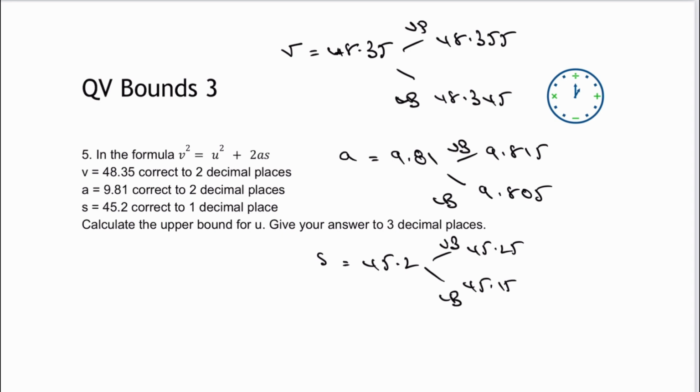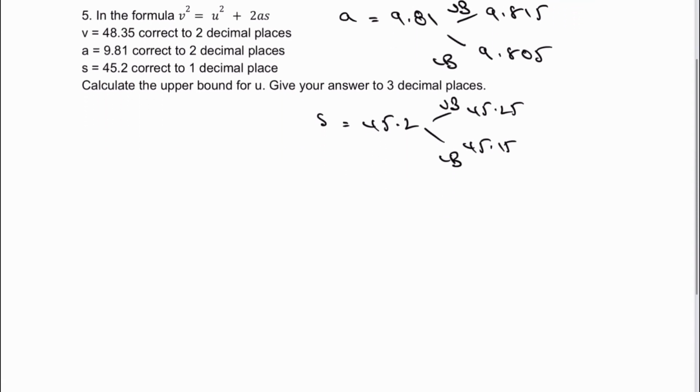Now the problem I've got is that the formula we've been given is v squared equals u squared plus 2as. In other words, v is the subject of this formula. I need to make that so that u is the subject of the formula, so therefore I'm just going to move things around a little bit.